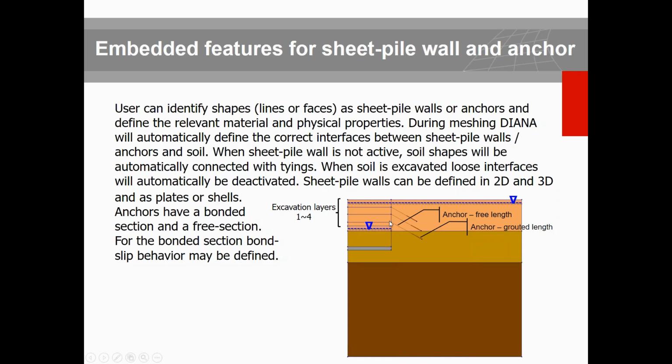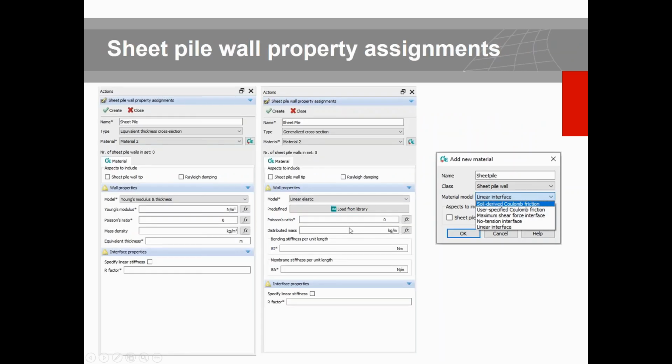For anchors, we have a free length and the grouted part. And the grouted part can be introduced by means of bond slip, and the generation and definition of the free length and the grouted length are in a wizard and automatic. Well, you can also define the water level. I will talk about them with the constant or with some sort of a dewatering. So this is very useful, especially when you go for the context of excavation.